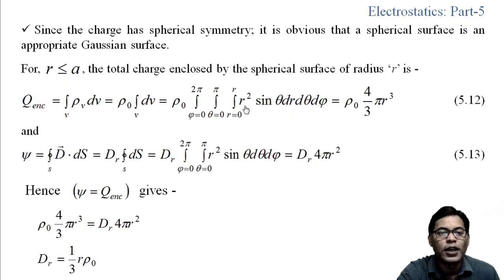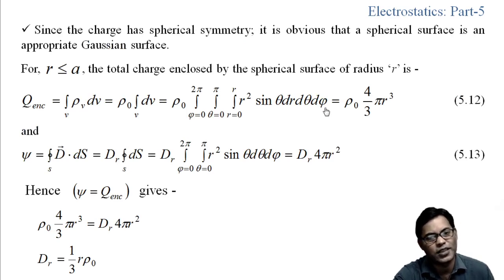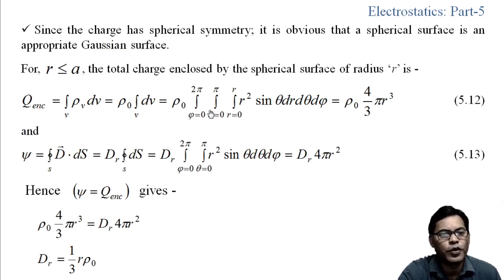So here r square sin theta dr d theta d phi, from the spherical coordinate system we know that. So after solving that, what we will get, that is rho naught into 4 by 3 pi r cube. So this is the charge enclosed by the Gaussian surface.